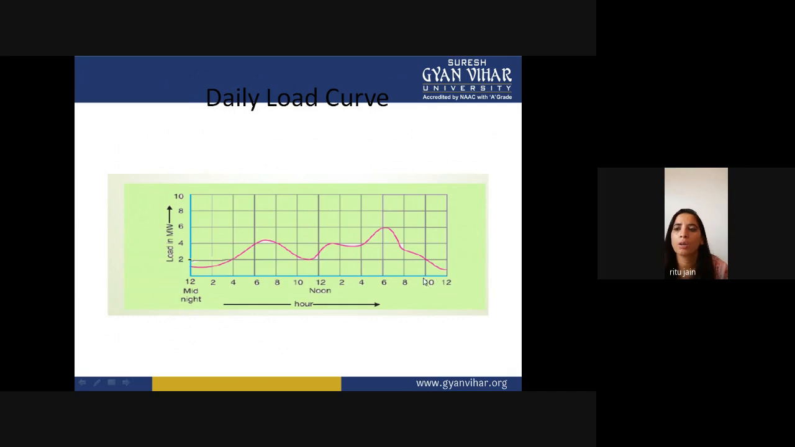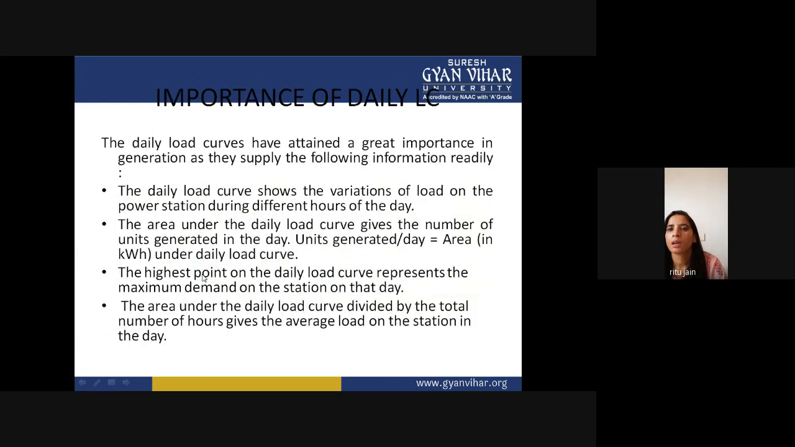So this is your daily load curve, in which you can see the load variation hour to hour in a day. Now, the importance of the daily load curve. The daily load curve has attained great importance in generation. If we don't know what our demand is, we will not be able to set up any power plant. These are some important points which we can find out from our daily load curve, as they supply the following information.